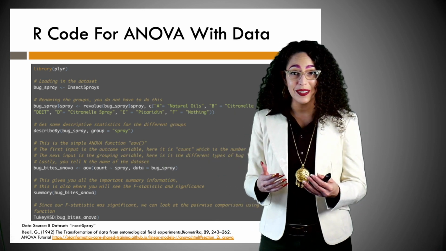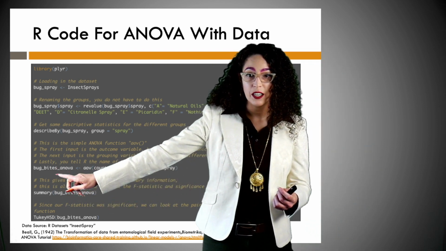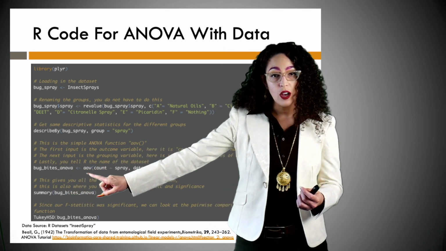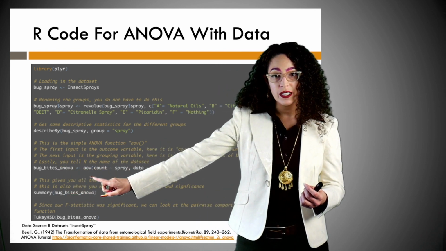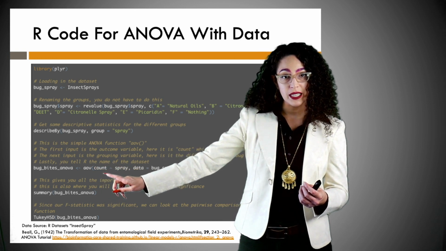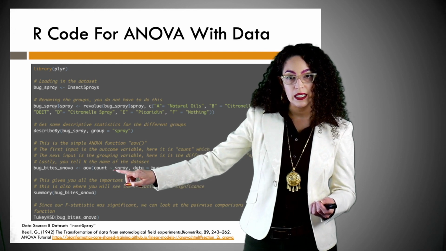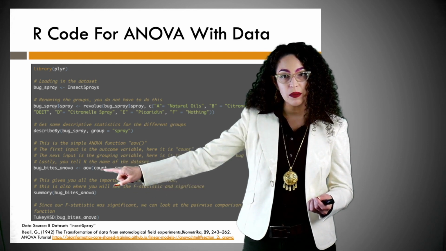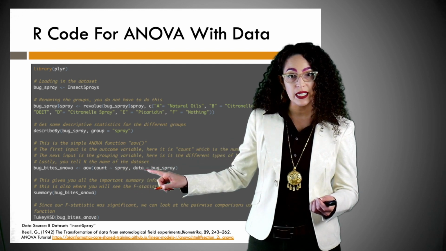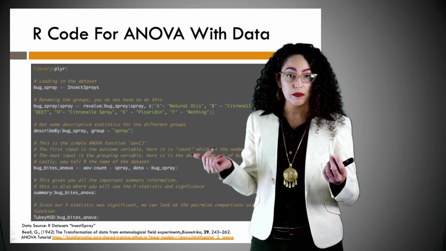And to run the ANOVA, this is all you have to do. You have bug bite ANOVA. We're going to save our object into here. That is aov, that's the function for the ANOVA, parentheses. We have count, which is the number of bug bites. That is our outcome variable that we're interested in. And we're going to use this little tilde, and we're basically saying explain the number of bug bites by the type of spray. And we're going to tell it that the data is bug spray. Then you run that really quick.